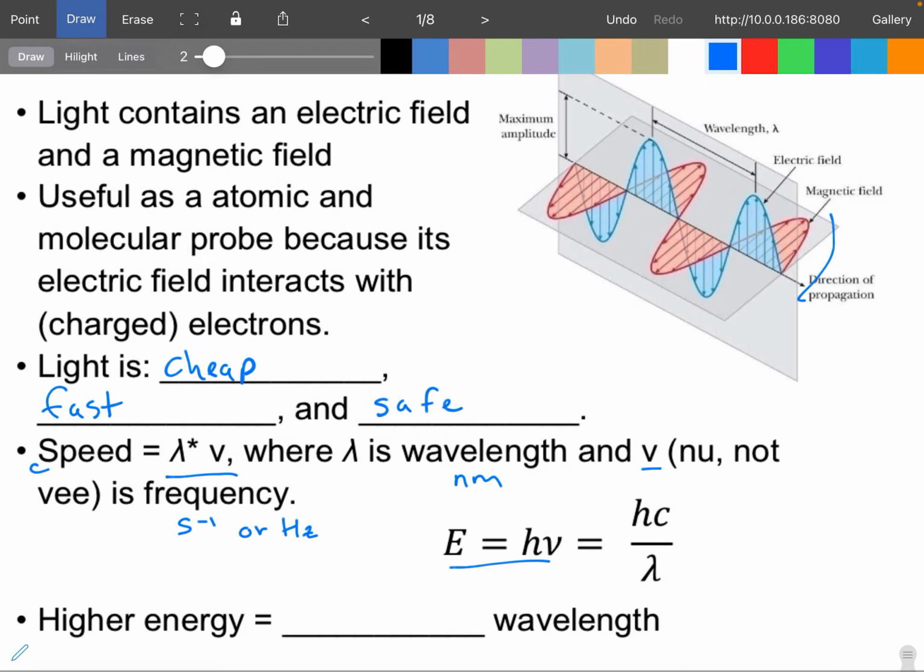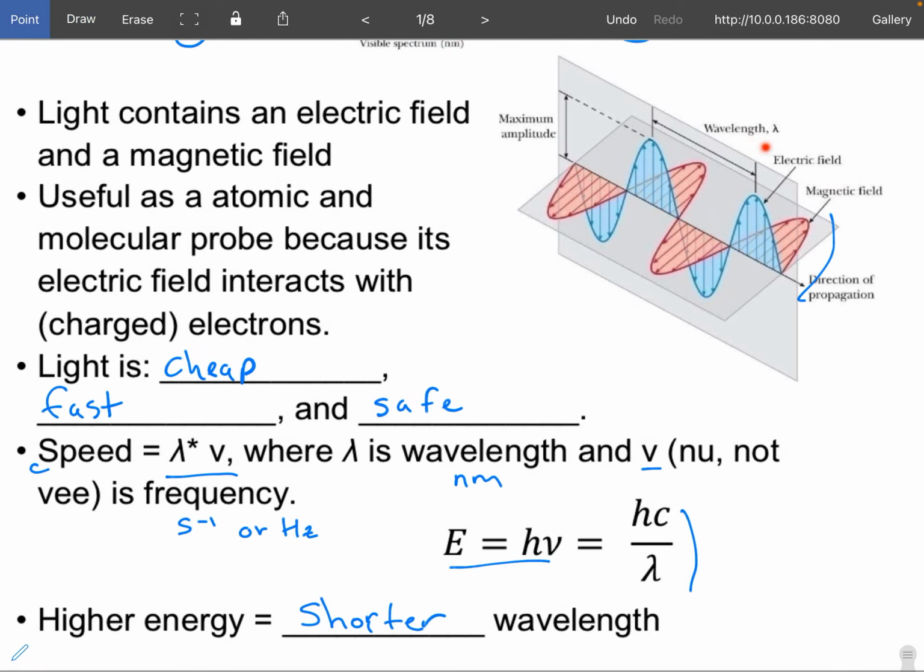And what that tells us then is that higher energies of a photon are associated with shorter wavelength, and that should make sense. If you think about it, if we shrink the wavelength of a particular photon, it's going to increase the frequency. That's going to therefore increase the energy.